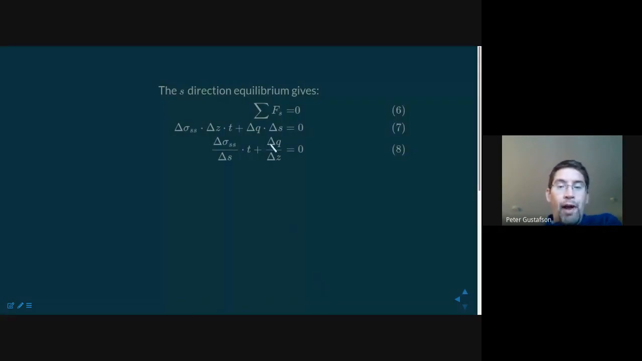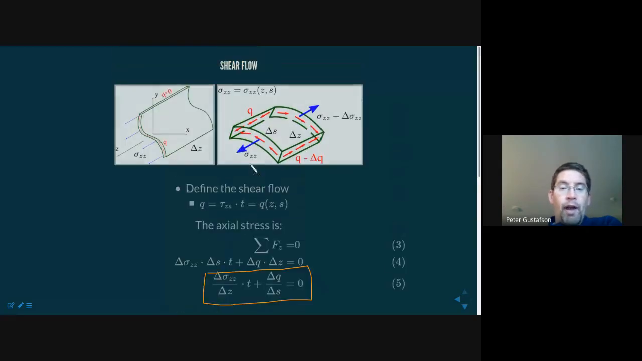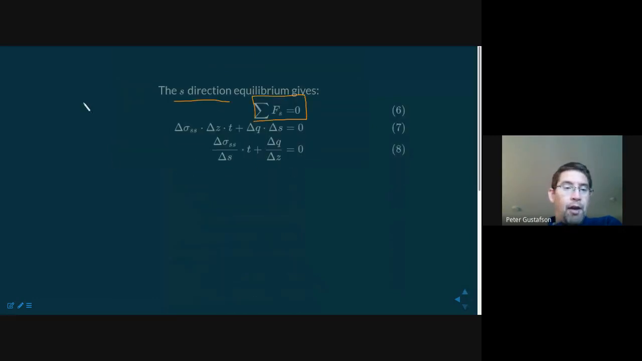Okay, so that was the z direction stresses, or z direction forces really, on the differential element. The s direction equilibrium also needs to be applied. So we're going to now sum the forces in the s direction. And if we were to look at those, I haven't drawn it, in fact, I probably should. Let me go ahead and do that on the side over here. So here's my differential element.